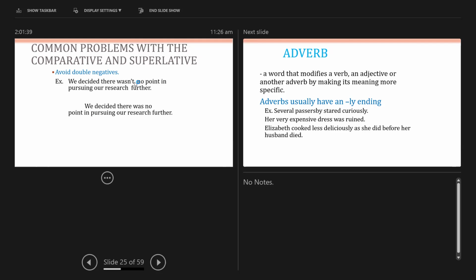Kasi hindi naman pwedeng there was not point. Di ba? Tama ba yun? We decided there was not point. Di ba? It sounds weird. And it's grammatically incorrect. So you shouldn't say we decided there was not point. It should be we decided there was no point in pursuing our research further. Got it?